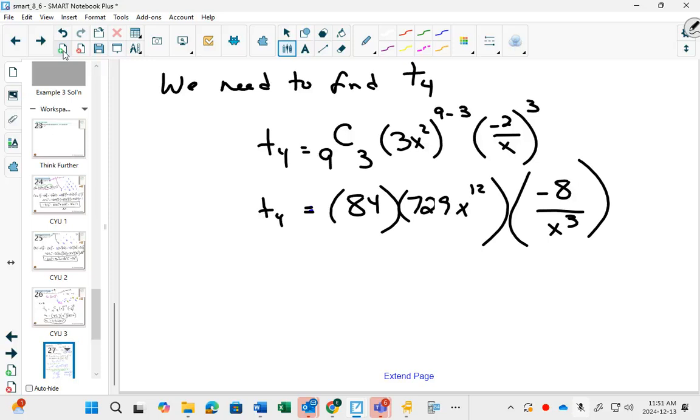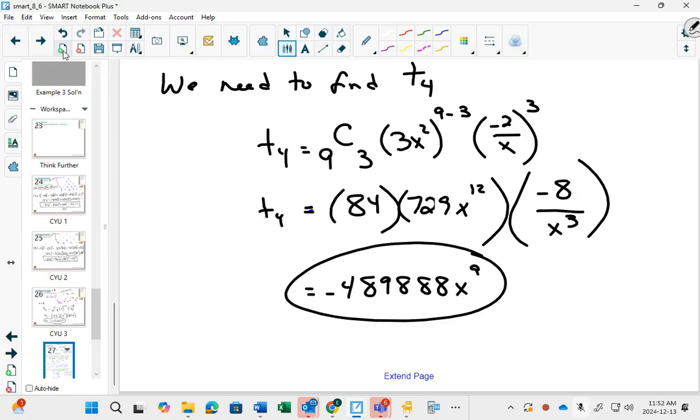First, now I can put my numbers together. Do you see that you have 84 times 729 times negative 8, which is negative 489,888. You will have some big numbers in this unit. Don't be surprised if I get you to do an expansion and you get a number in like the billions. That can be quite normal in this unit. Do you see that x to the 12 in your numerator and an x cubed in your denominator will leave you with exactly what we wanted, an x to the 9.